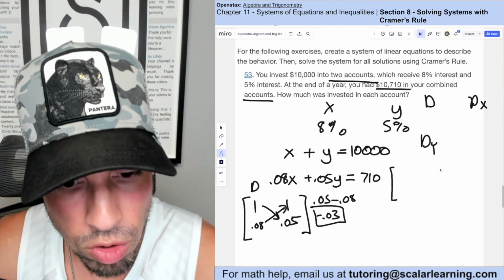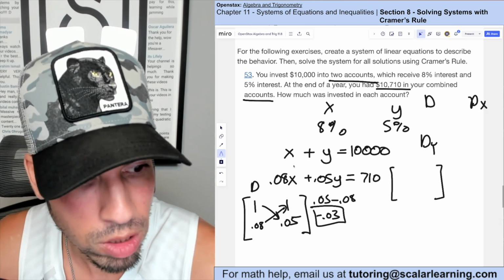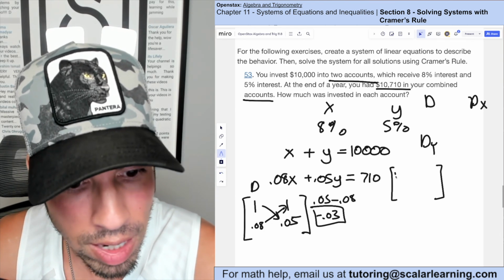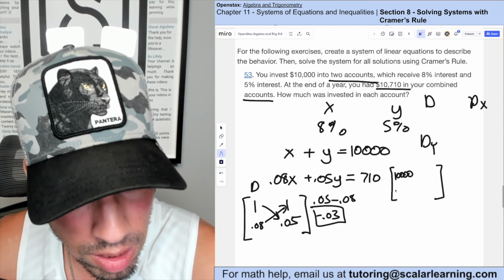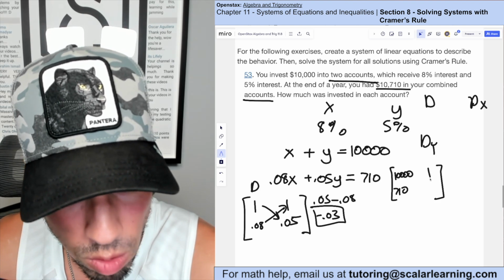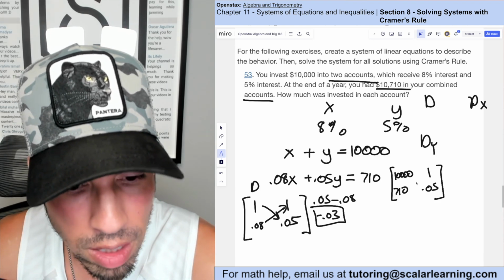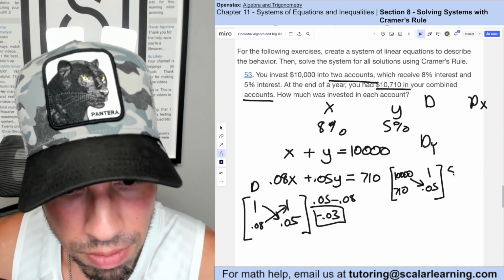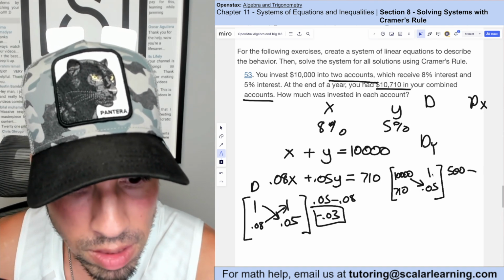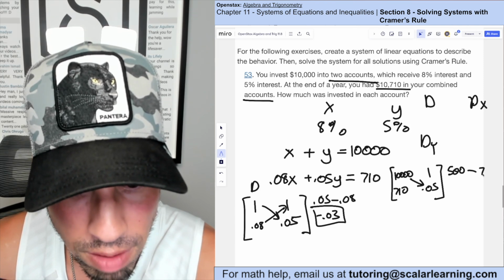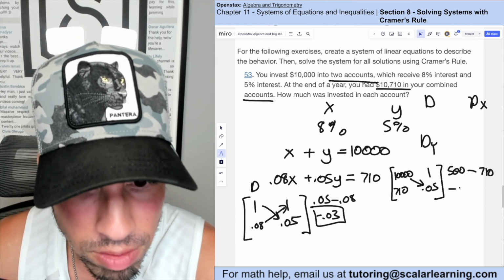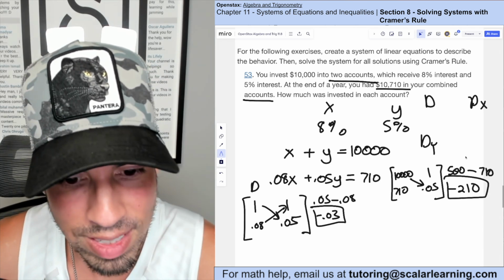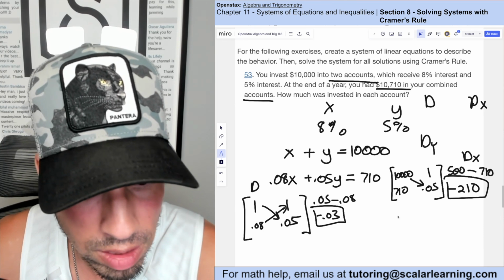Now we're going to do dx. So let's set up a new little mini 2x2 matrix. And again, now we're going to replace the x with these constants. So I got 10,000, and then I got 710. The y stay the same. We still got 1.05. Okay. Now we're going to get the determinant, we're going to multiply, and that's going to be 500 minus 710 times 1, which is 710. So that's going to be negative 210. So that's dx, excuse me. And now let's get dy.